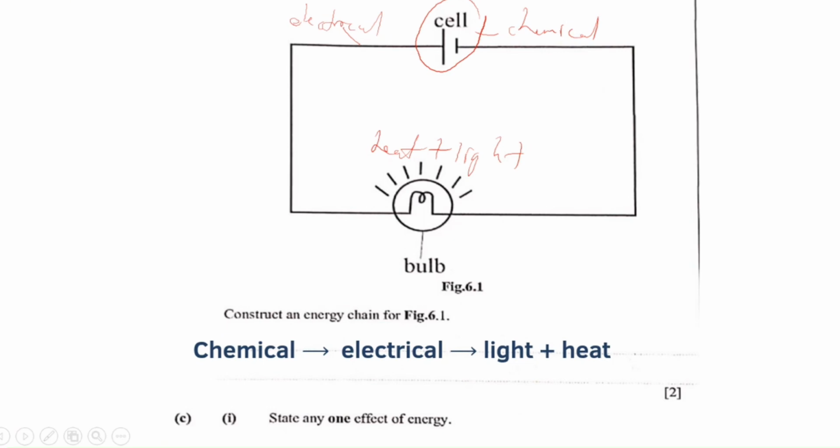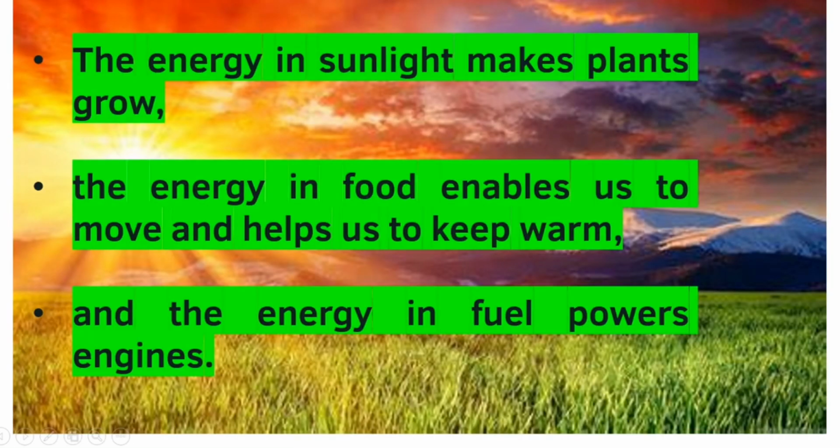State any one effect of energy. To light bulbs, you can just write this one. This is a simple one. To light a bulb, to provide lighting in buildings. That's one simple effect of energy. Some of the other ones, like for example, sunlight makes plants grow to provide food for animals and oxygen for plants and animals. The energy in food helps us to move and keep us warm. The energy in fuel powers engines in industries, in transportation, etc.